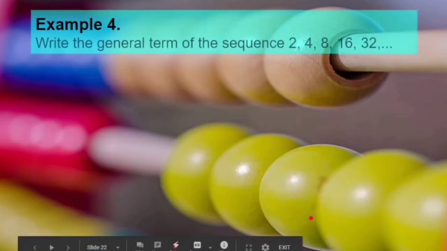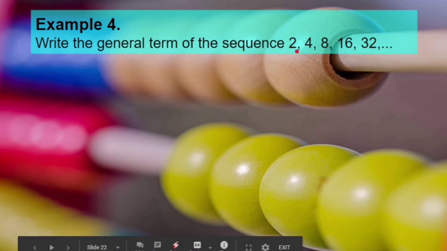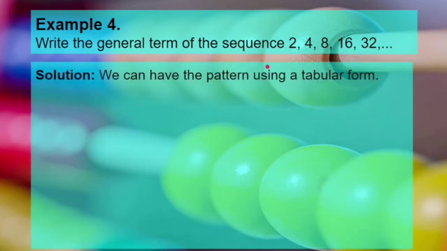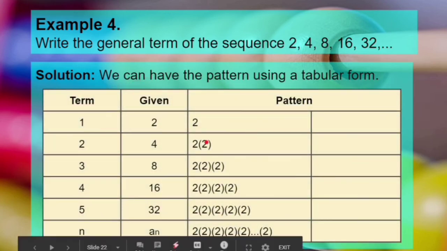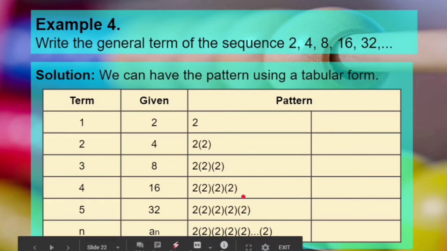Another example, write the general term of the sequence 2, 4, 8, 16, and 32, and so on. So, let us observe the pattern. These numbers are multiplied by 2 to obtain the next terms. Okay, so again, we will use a table for this example. So the first term is 2, second term is 4. So we multiply 2 by 2. For the third term, we multiply another 2, another 2 for the fourth term, and another for the fifth term.